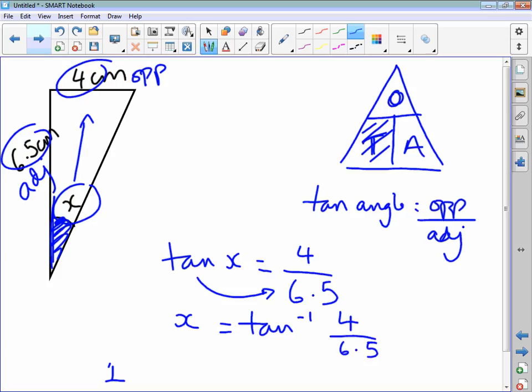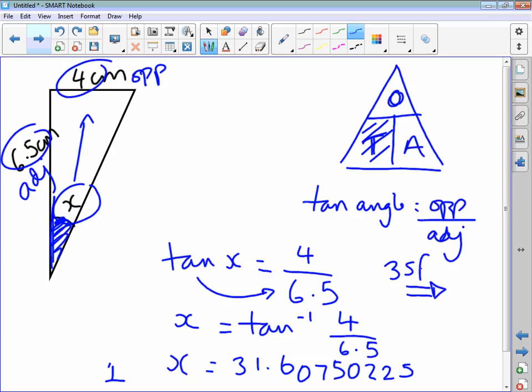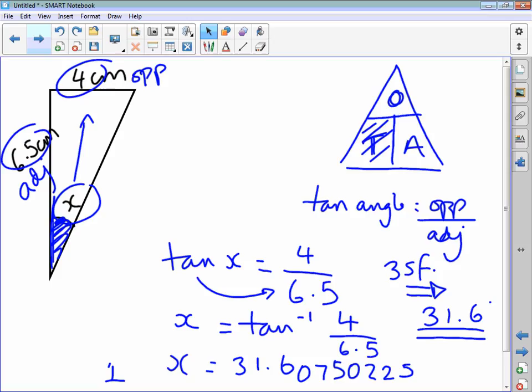of 4 divided by 6.5, which gives us an answer, if you put that in the calculator, of 31.60750225. So if you were having to round that, I'll have to do it up here because we've run out of room, probably to 3 significant figures. You should round it to 31.6 degrees. There's your final answer. Okay, so a few examples there of how to find an angle using right-angled trigonometry.